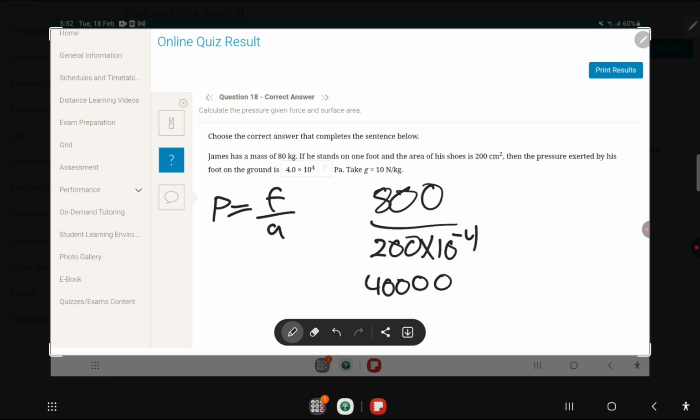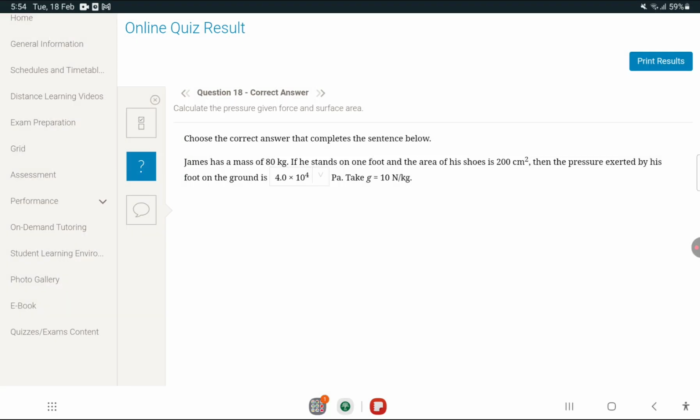Here they ask you to convert it to scientific notation. So 1, 2, 3, 4. So it's going to be 4 times 10 to the power of 4 Pa. But wait, look, here they ask for Pa, but if in the exam they ask you for kPa, you divide it by 1,000 to convert it to kPa, okay? On to the next.